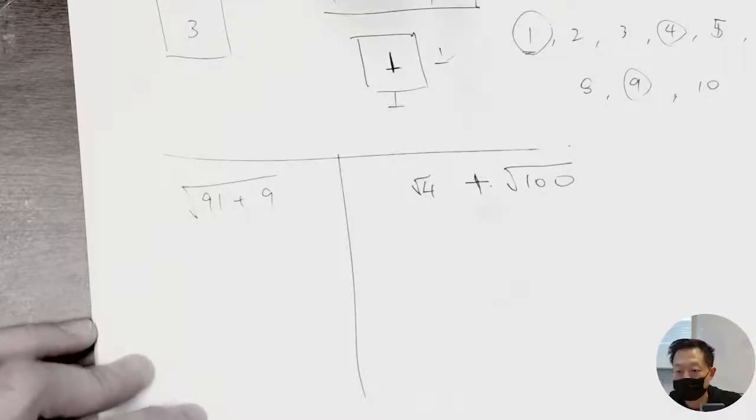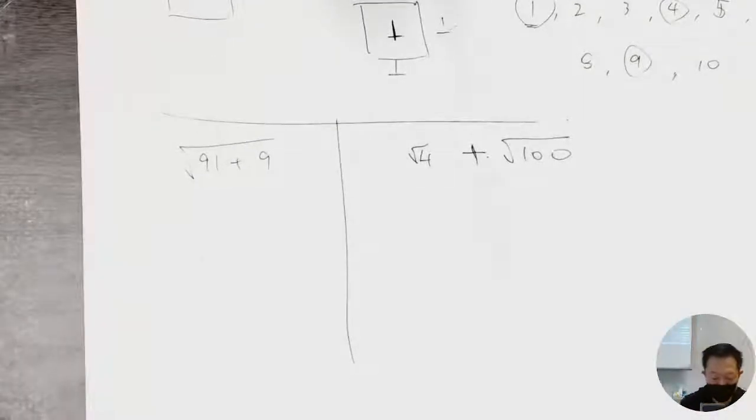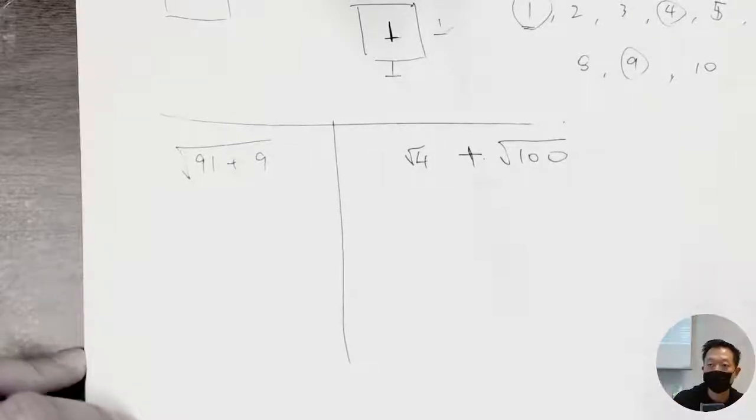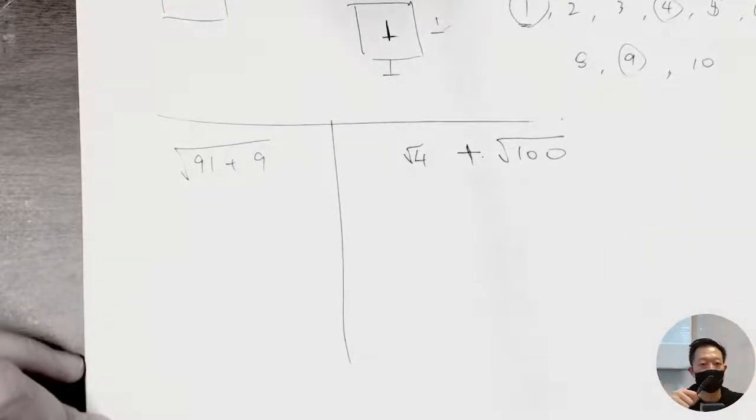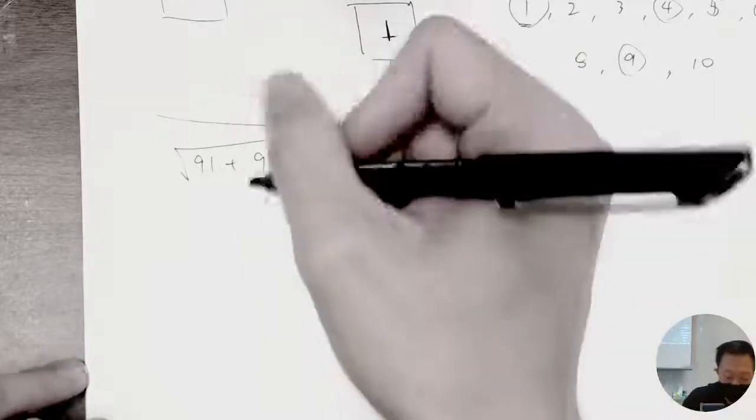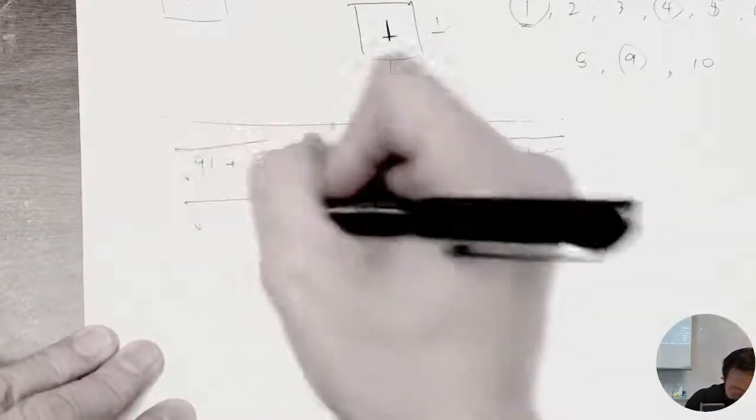So how do we do these two questions? 91 plus 9 underneath the square root. Basically you have to add the two numbers first. You get 100, and then the square root of 100 equals 10. Do you know that math also has grammar? No? All right, let me show you.